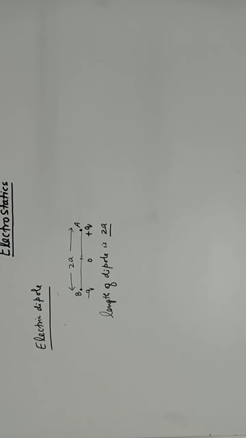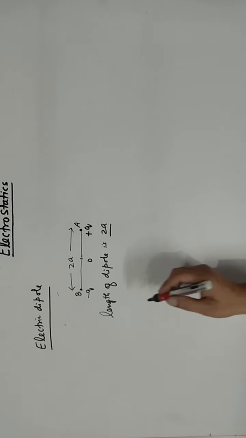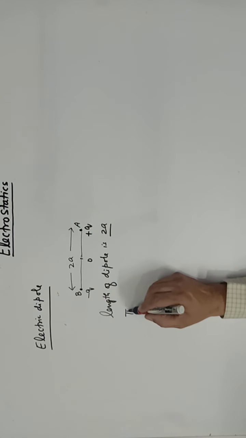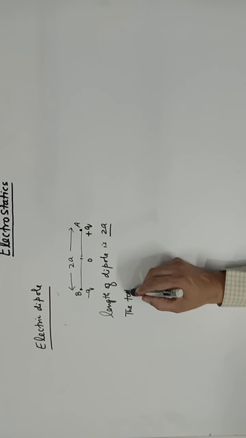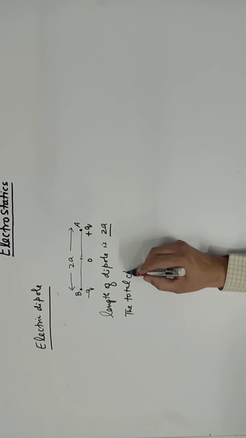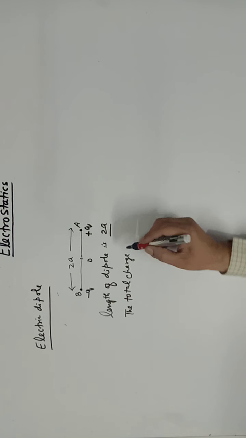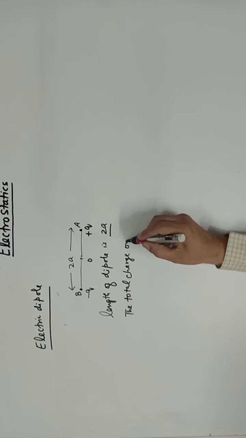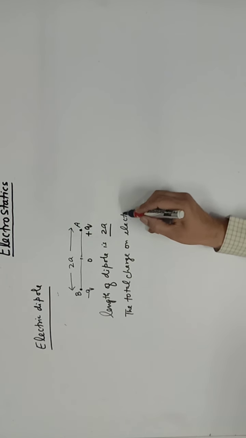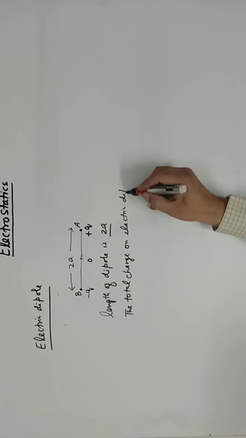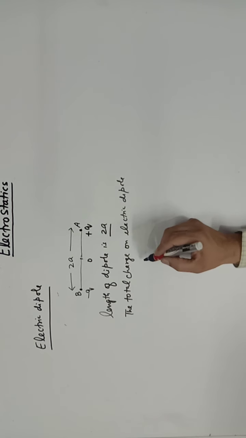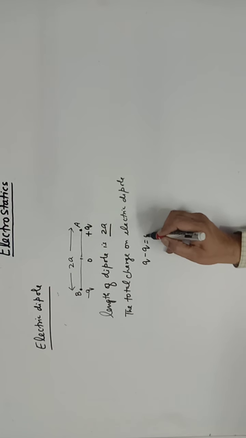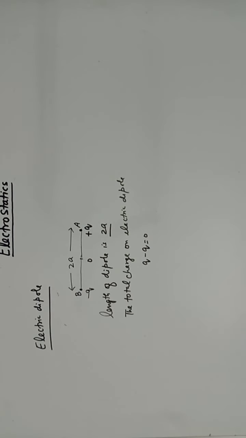It is called the length of the dipole. The total charge on the electric dipole is plus Q minus Q, that is equal to 0. So the value of the total charge on the electric dipole is 0.